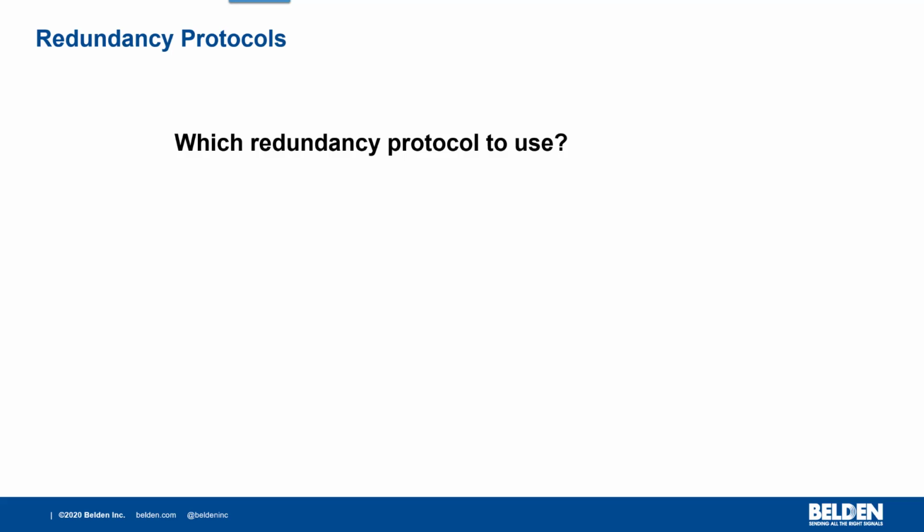So, knowing that a loop in your network is bad and the resulting broadcast storm is a really bad thing to happen to your network, you clearly need to have a redundancy protocol. But which is best? Let's look at your options.